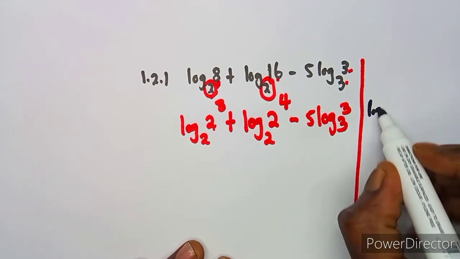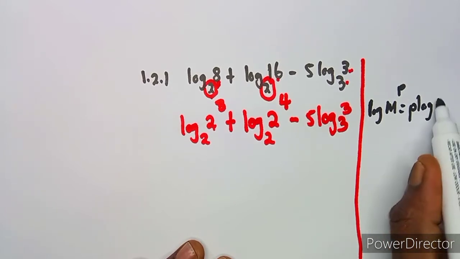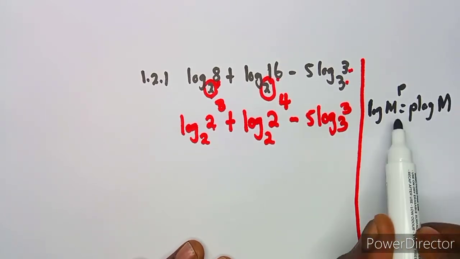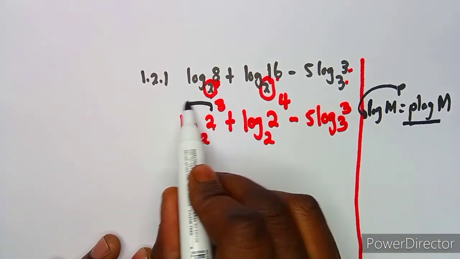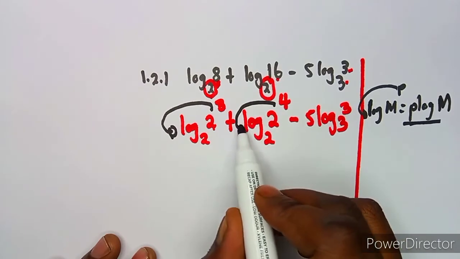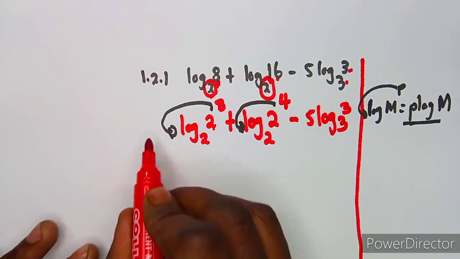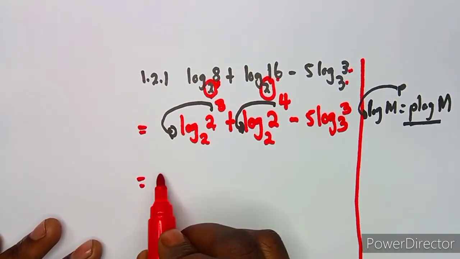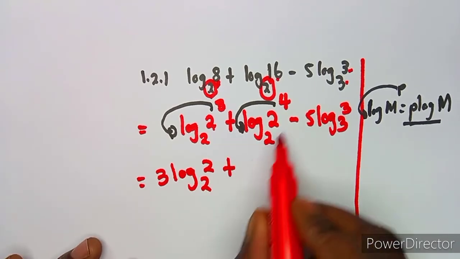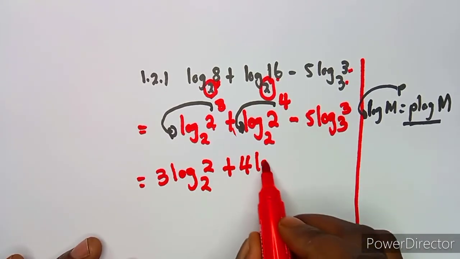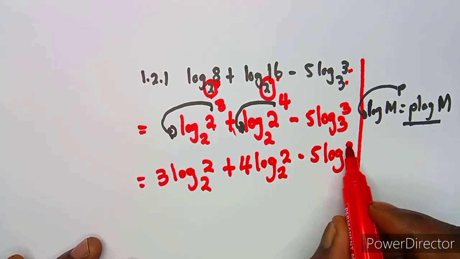Remember, log of m to the exponent of p is the same as p log of m. So if there is an exponent, it is going to multiply the log. This number is going to multiply the log, because they are exponents. So at the end, we are going to have 3 log 2 base 2, plus, you drop this one, 4 log 2 base 2, minus 5 log 3 base 3.